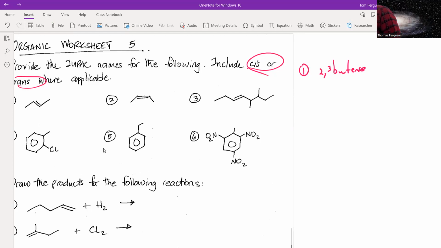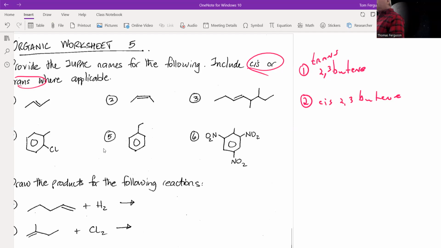2-butene. Carbon number 2 is also 2-butene. The difference is geometric isomers. So this would be cis, this would be trans. Remember, cis, like sisters, are close together. Of the two, which do you think is more stable, cis or trans?